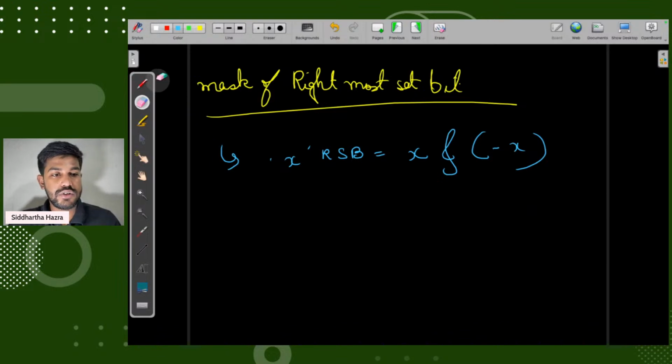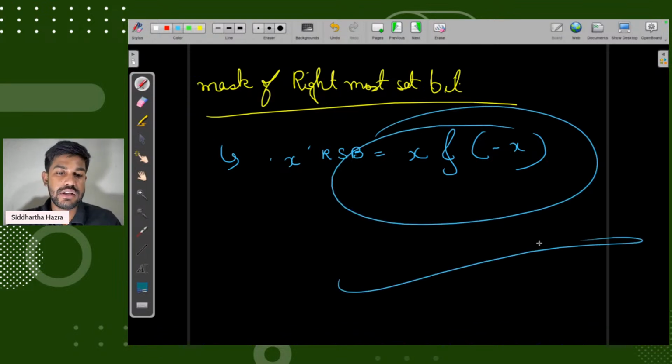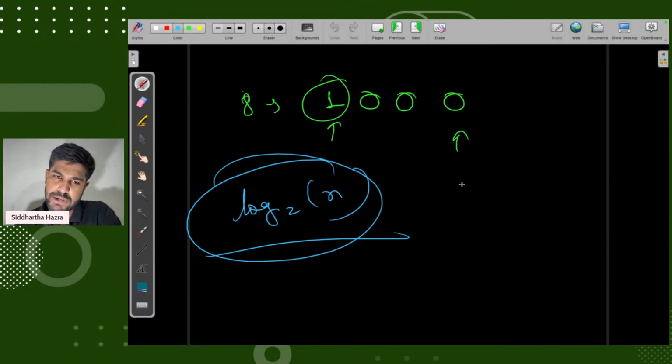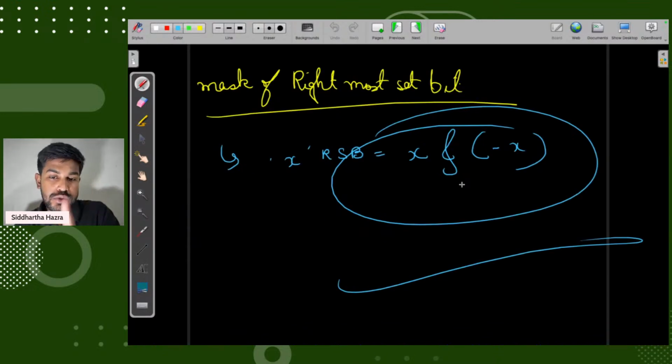Okay. So you can see how to get x RSB, the rightmost set bit. The mask of the rightmost set bit is a very important concept in bit masking, and producing it in constant time is very important in terms of DSA. The rightmost set bit can also be found by simply iterating over the value, so the time complexity would be log base 2 of n. But if you are using this formula, then it is a constant value.